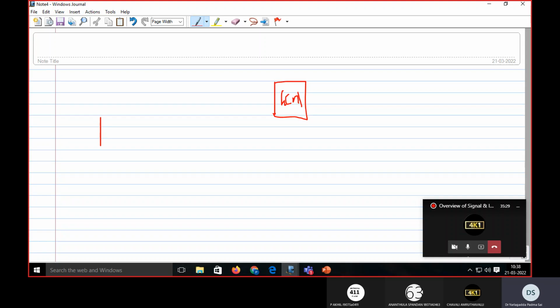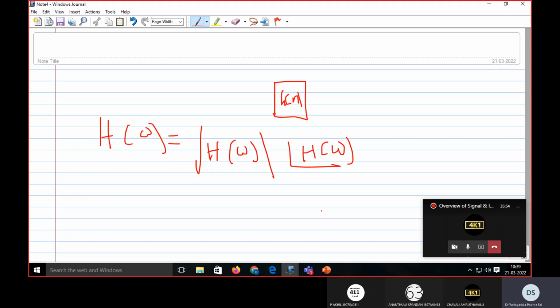Suppose it is H of omega. Already you know H of omega is a complex quantity. Any system is described by two characteristics: the magnitude of H of omega and the phase. Actually, I am mixing all these things because I want to complete these concepts quickly. If you want to describe any system, you require the magnitude of that system and the phase of that system.